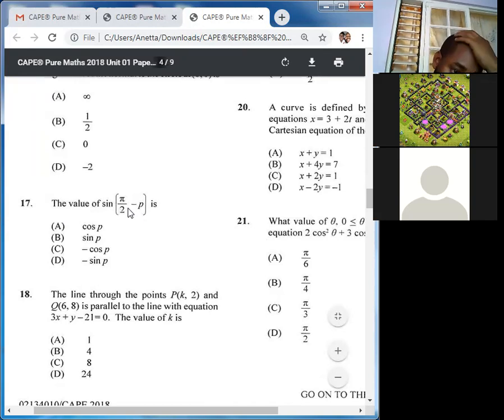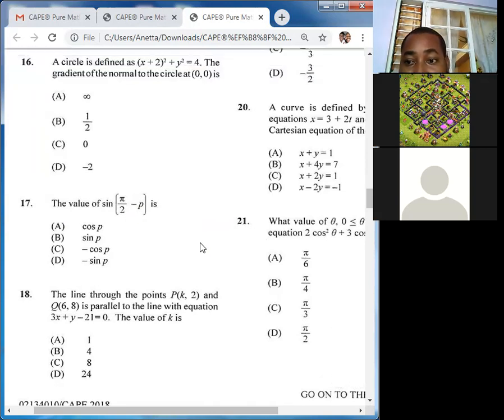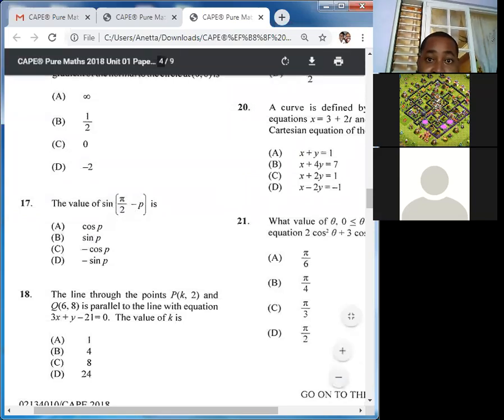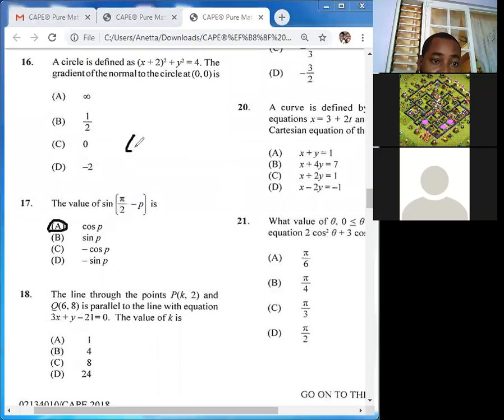The value of sine of pi over 2 minus p is what? These are the things you should know. Pi over 2 is like 1 rotation. Cosine of any angle is the same as sine of 90 minus that angle. But again, you can use the double angle identity to work this out. That's a little longer, but the answer is going to be A. So this is something to know. Cosine of 30 is the same as sine of 60. This is all something I remember. This is all my reference point.